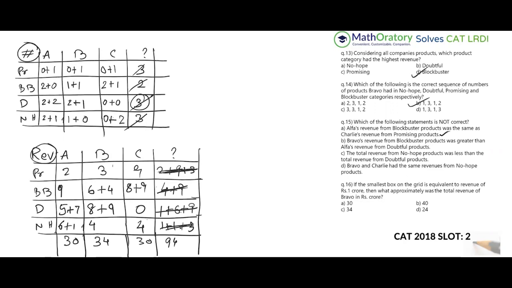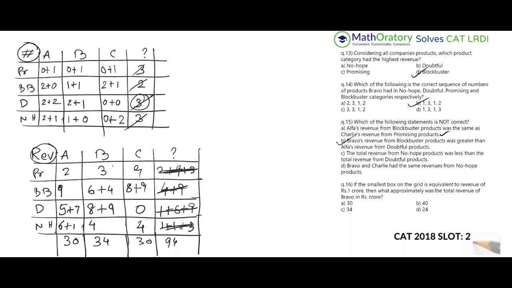B says Bravo's revenue from blockbuster products, which is 10, was greater than Alpha's revenue from doubtful products. Alpha's revenue from doubtful products is 12. 10 is not greater than 12, right? So that is incorrect. So this is the answer, option B. You can evaluate the other two. They should be incorrect any which way. I'm sorry, they should be correct any which way. So B is the answer here. That is a false one.